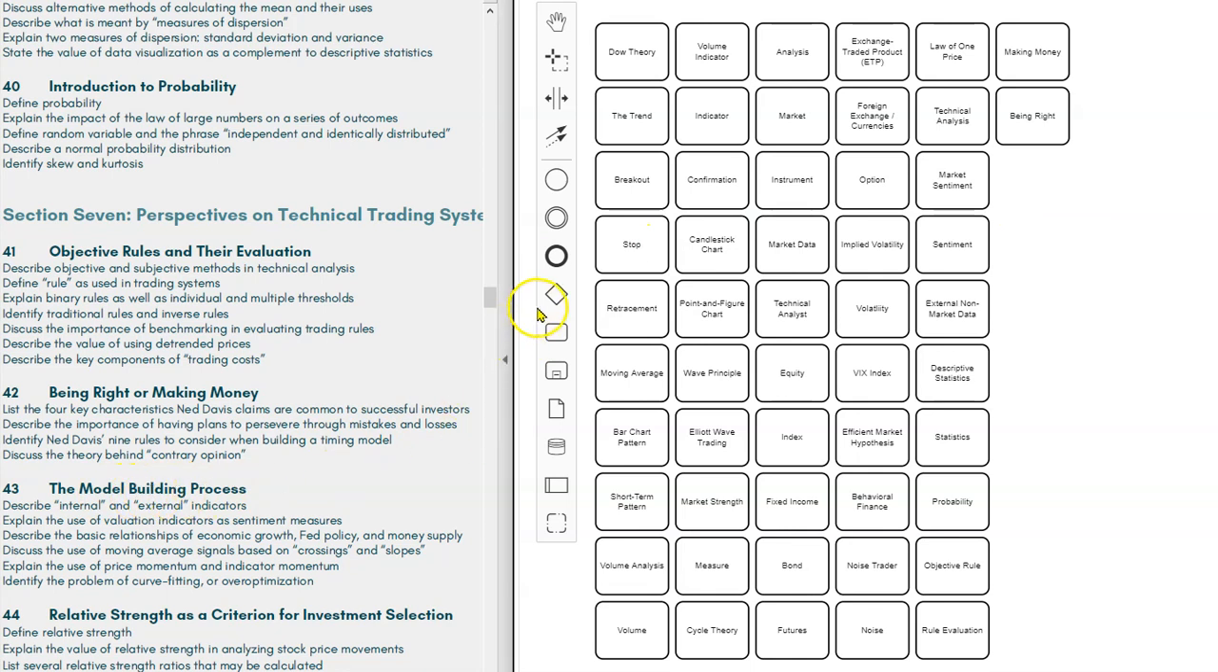The model building process. So we're going to add model. But what do you have to do? You have to build that model. So the model building process. Relative strength.